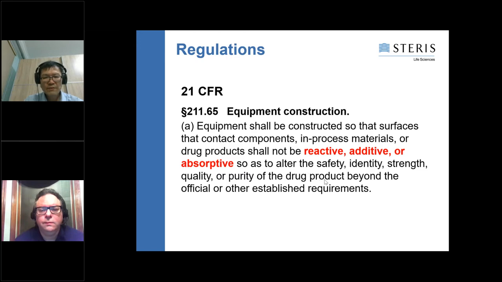So if you have a rouge surface, that can be reactive and also additive, in the sense that it can release some particles into the system. And absorptive as well, I mean, basically you can trap residues onto the surfaces. So typically this is what it means. So basically rouge is typically not in compliance with these regulations from 21 CFR.